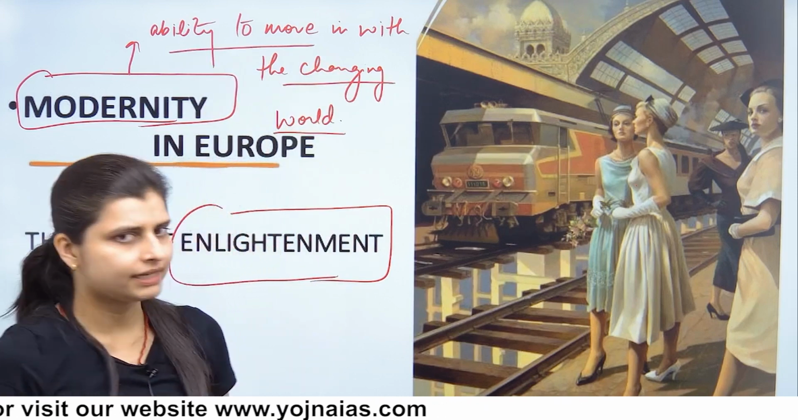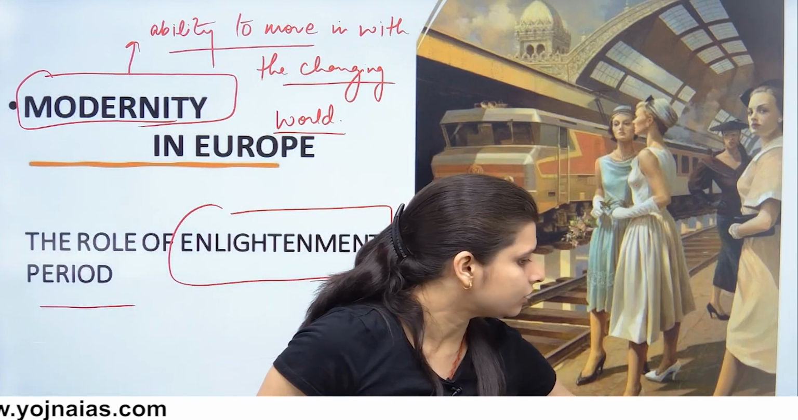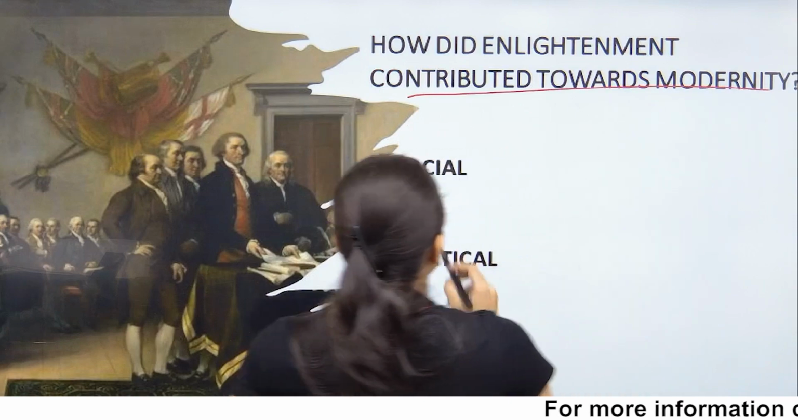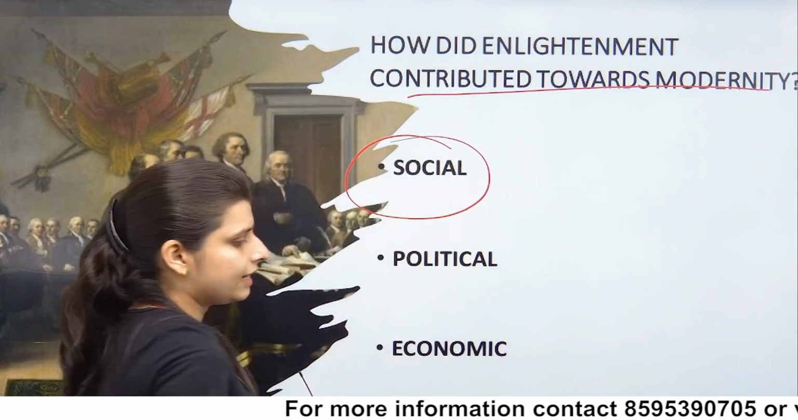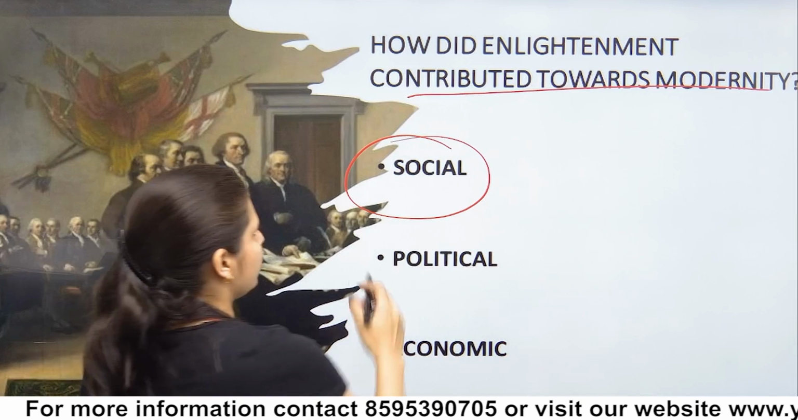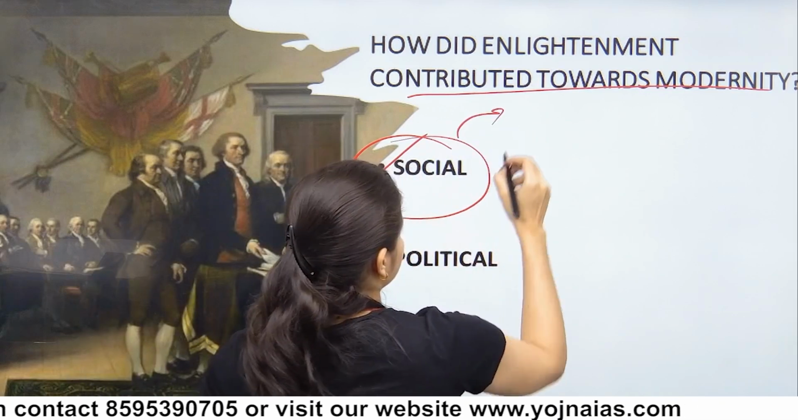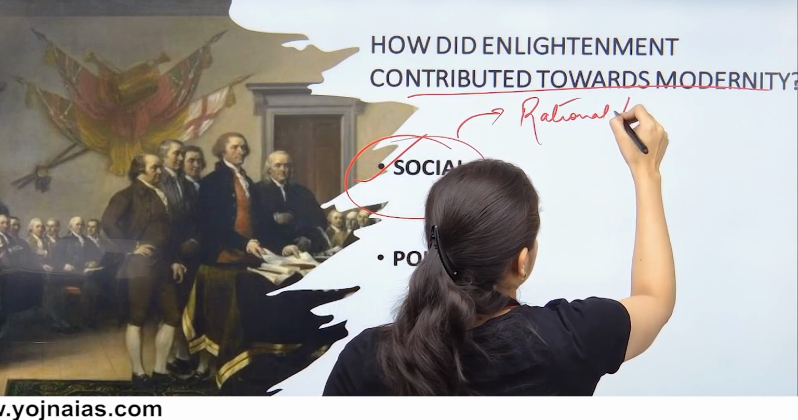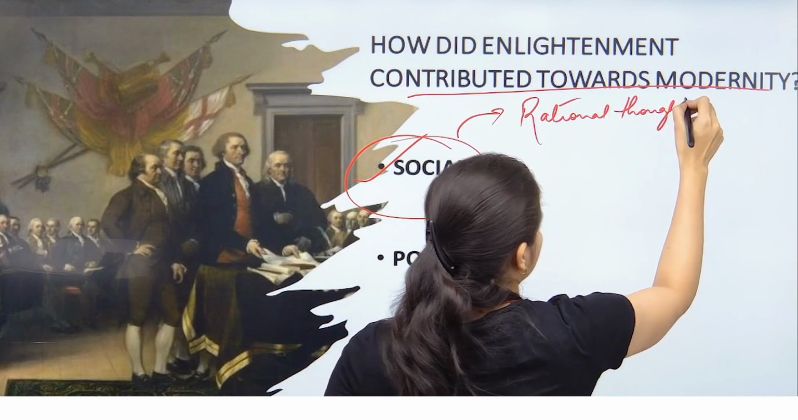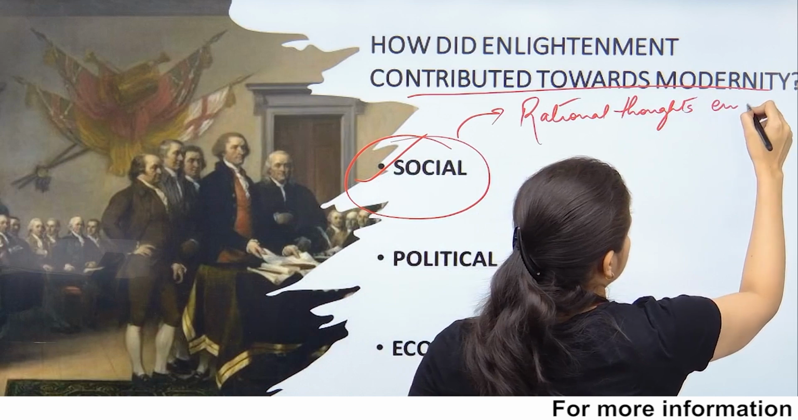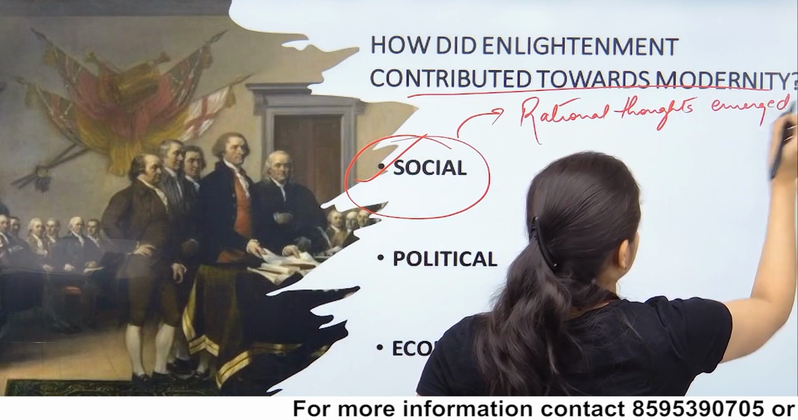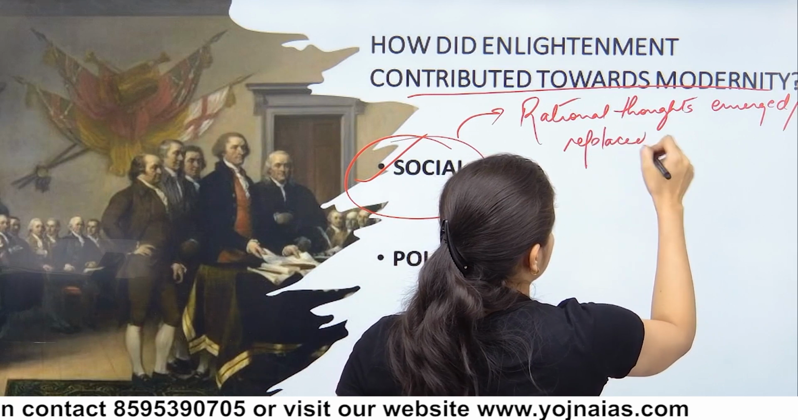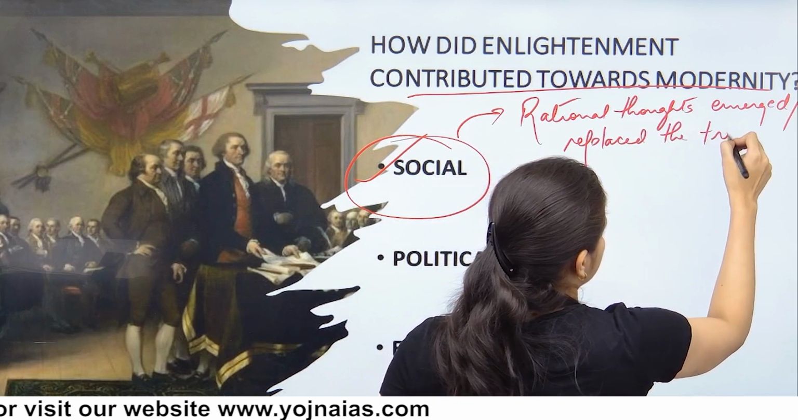So what role did the Enlightenment period play for the same? How did the Enlightenment contribute towards modernity? What are the reasons that socially contributed towards modernity? Socially, rational thoughts emerged and replaced the traditional thoughts.